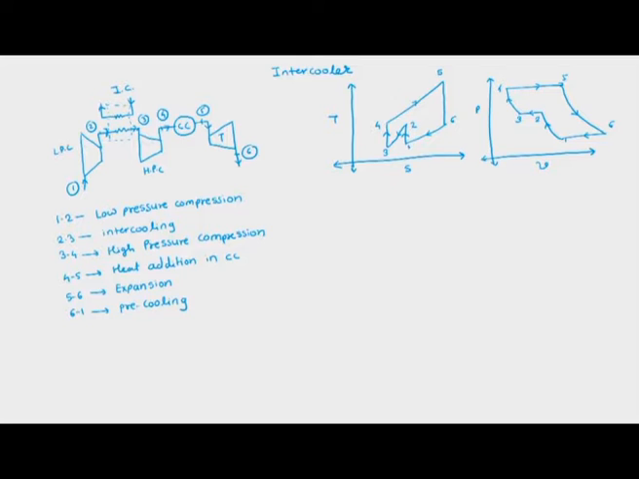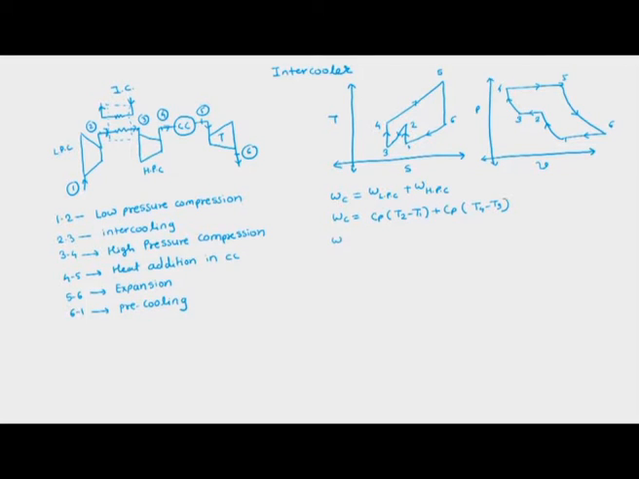Now again we can find out what is the work interaction. What is the WC here? Here there are two compressors. So WC is W low pressure compressor plus W high pressure compressor. So WC is equal to Cp into (T2 minus T1) plus Cp into (T4 minus T3).